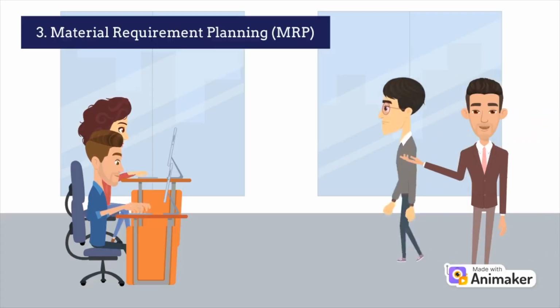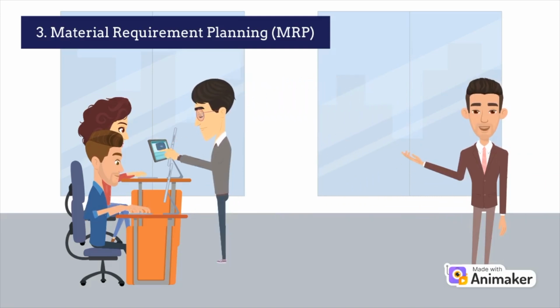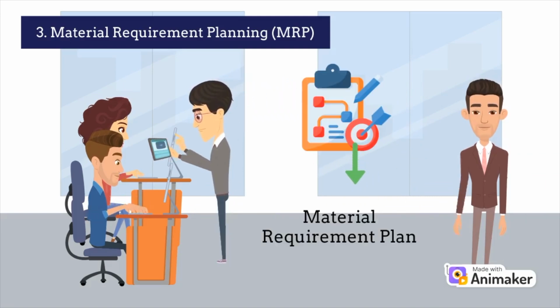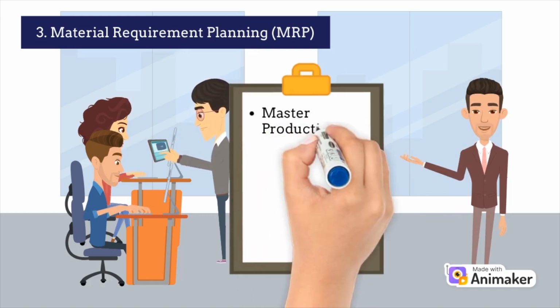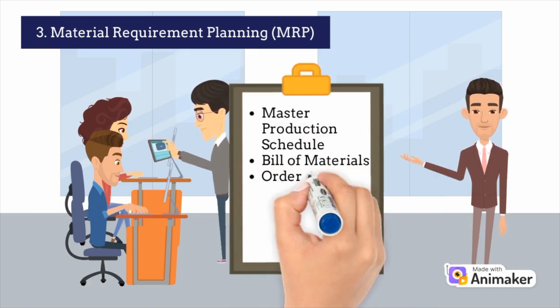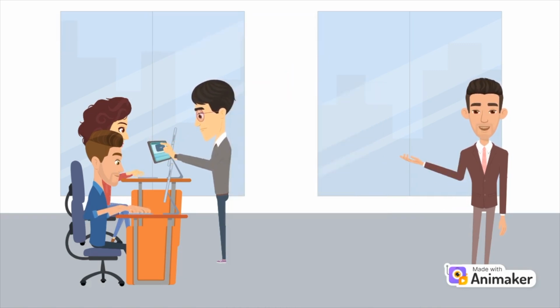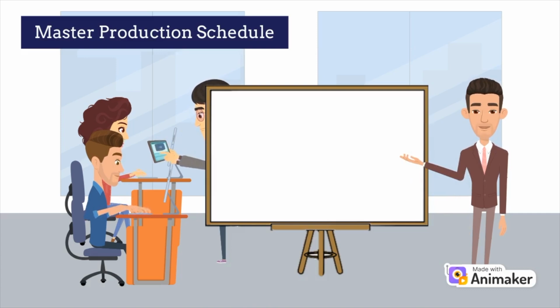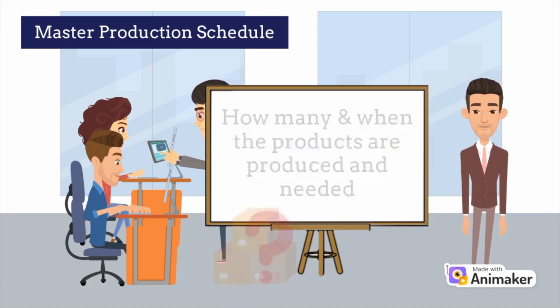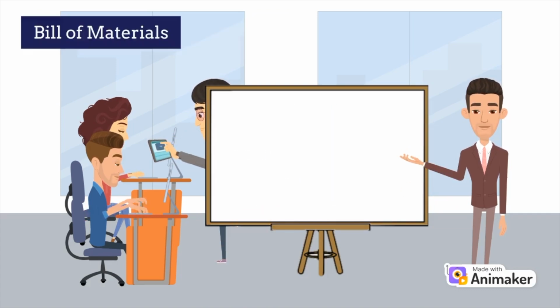After that, the production department will continue the process. Here, the master production plan is converted into a material requirement plan. Material requirement planning is about planning the materials that are required for production. It is made up of the master production schedule, bill of materials, order details, routing and lead time information. Let's look at each of the components. A master production schedule is about how many products are produced and when the product is needed. A bill of materials consists of a list of materials that are needed to produce a product.